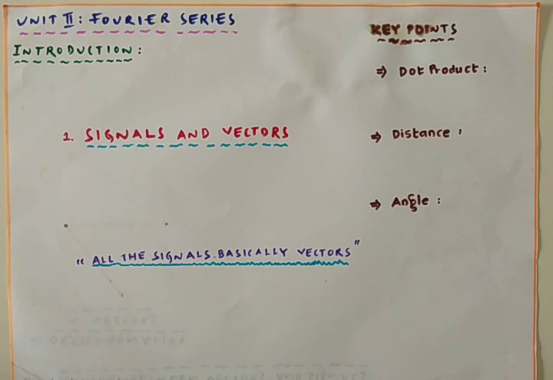In this video, I am going to discuss the introduction to the second unit, that is Fourier series. Afterwards, I am going to explain the analogy between signals and vectors. From the concept of signals and vectors, we will come to know that all signals are basically vectors, so most of the properties of vectors we can apply to signals also. Anyway, we are going to discuss all these points in the coming classes of the second unit.